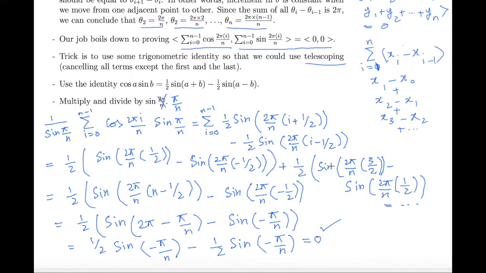Okay, so this is it about regular polygons and vectors, and how we can prove that the sum of the vectors starting from the center to each of the vertices of a regular polygon ends up being a zero vector.